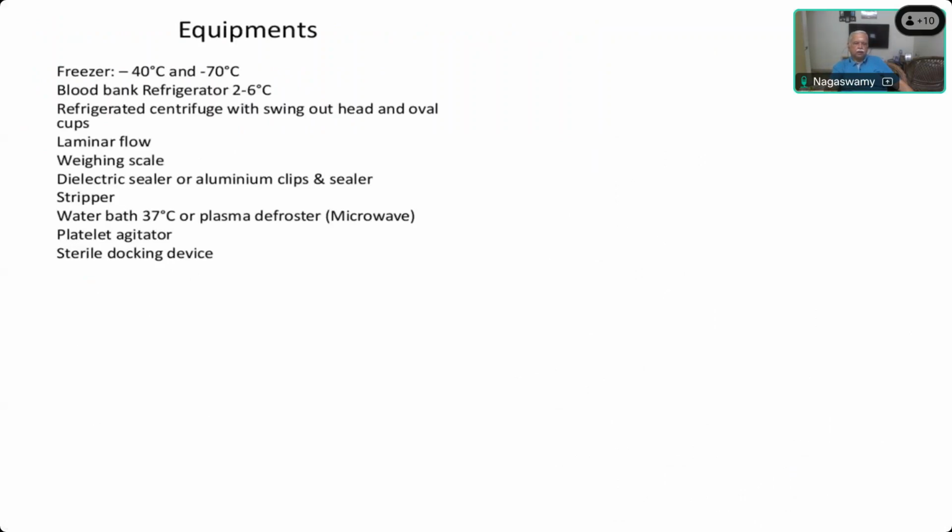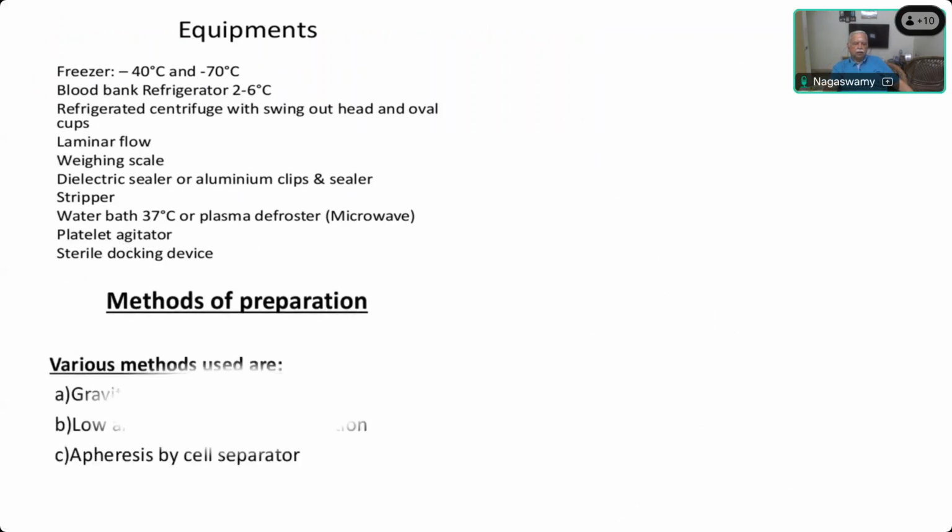And what are the equipments you need to do the blood component separation? You need a freezer which should have a temperature of -40 to -70 degrees. Then there should be a blood bank refrigerator which can store the components between 2 to 6 degrees centigrade. A refrigerated centrifuge with a swing out head and oval cups. Then there should be laminar flow, weighing scale, dielectric sealer or aluminum clips for sealing, stripper, water bath or microwave for thawing, and platelet agitator and sterile docking devices. These are all the equipment that you need.